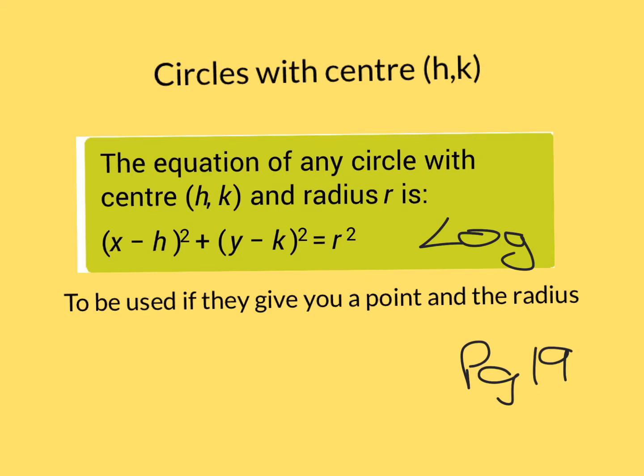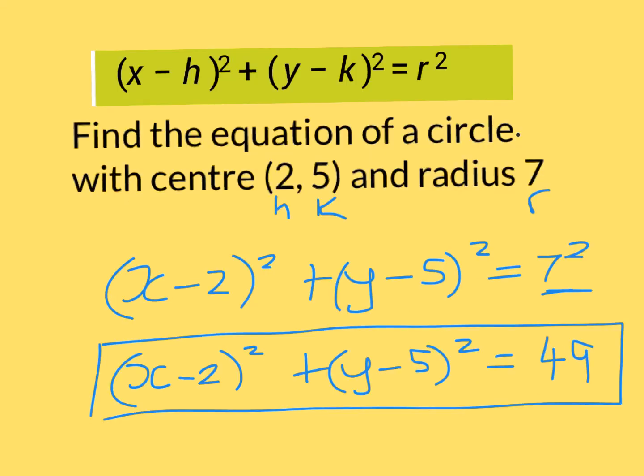So let's just take an example. Here's an example: find the equation of a circle with centre (2, 5) and radius 7. So (2, 5) is our h and k, and our radius r is 7. So we just substitute into this equation, or into our formula that's in our log tables, and we get (x − 2)² + (y − 5)² = 49.